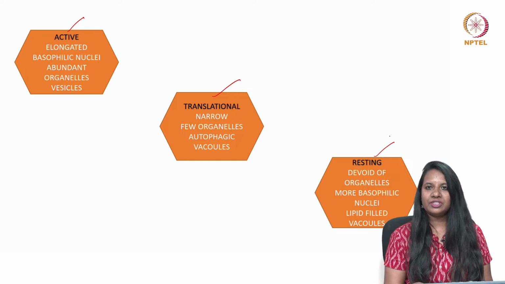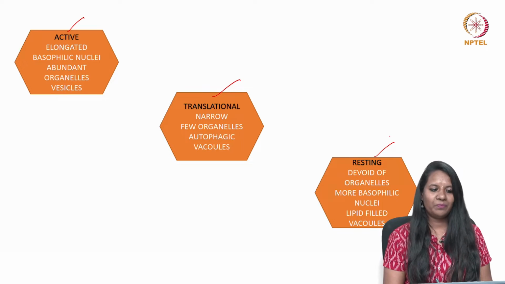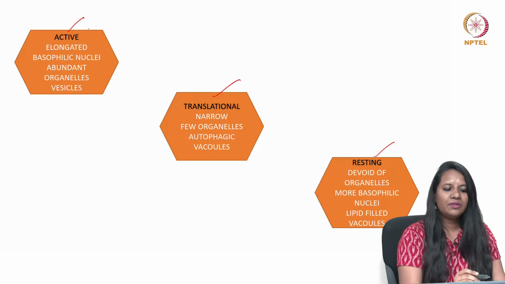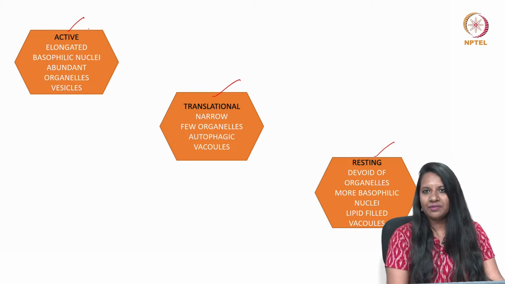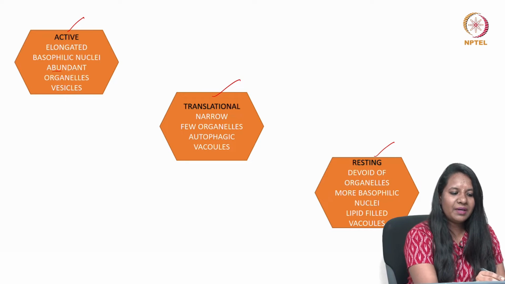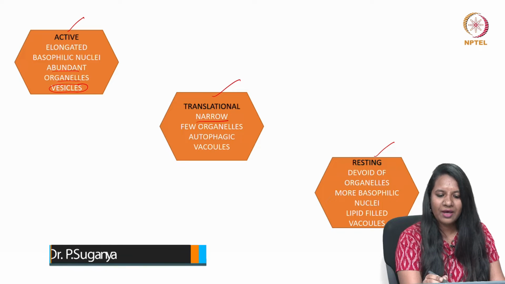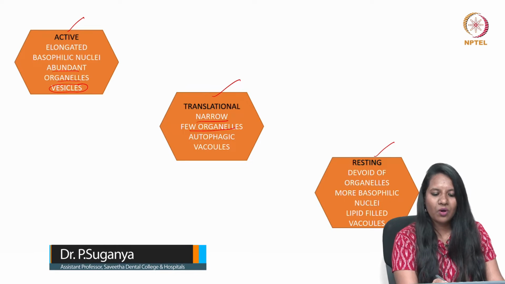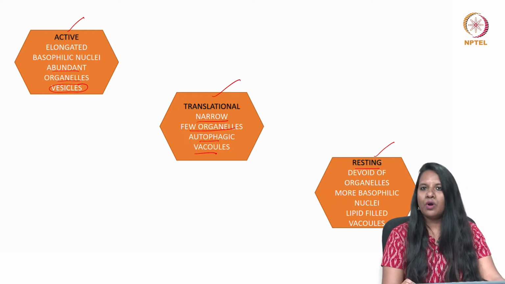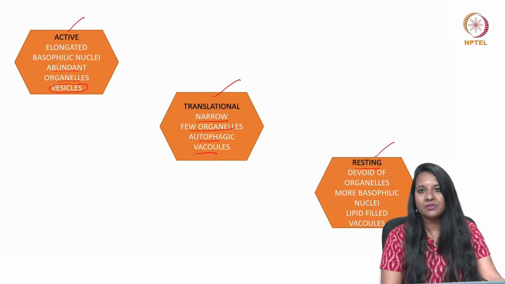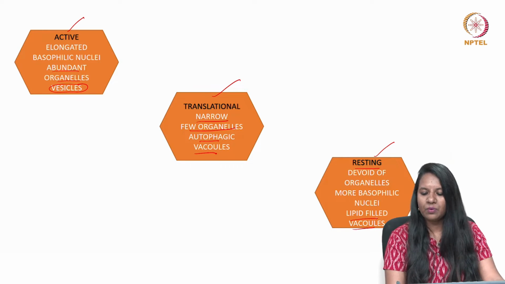So, how do you differentiate all these three under microscope? In the active cell, it will be elongated with a basophilic nucleus, and there will be abundant organelles and presence of vesicles. Whereas in transitional, it will be narrow with fewer organelles and autophagic vacuoles. And in case of resting, it is devoid of organelles with more basophilic nuclei and lipid filled vacuoles.